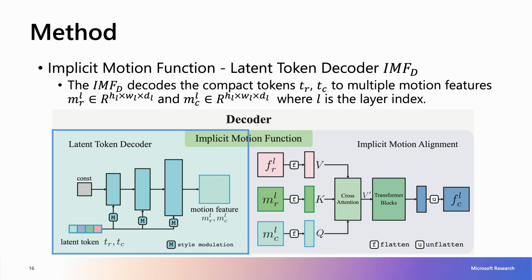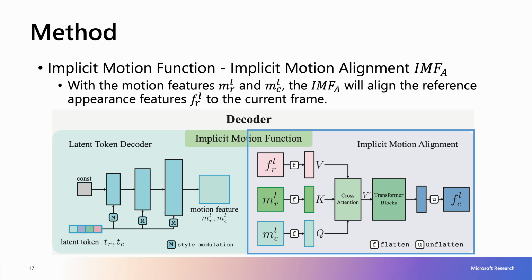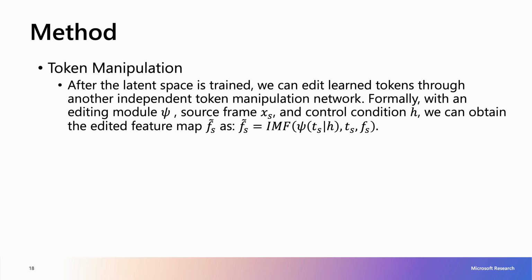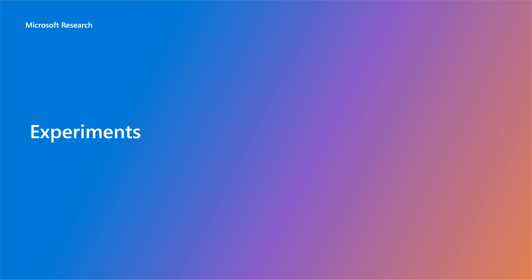Specifically, the IMF is mainly composed of two parts. First, we design a latent token decoder, IMFD module, to transform the highly compact latent tokens into spatially aligned motion features that correspond with the frame. Subsequently, we utilize the implicit motion alignment, IMFA module, to align and refine the appearance feature of the reference frame to the current frame. After the latent space is trained, we can edit learned tokens through another independent token manipulation network.